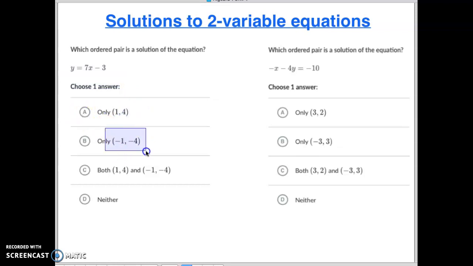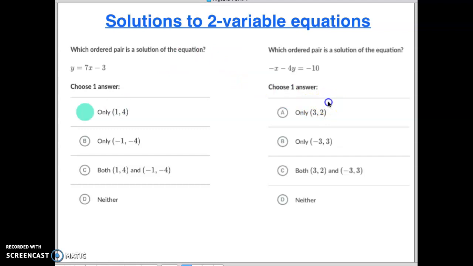Let's try this one. Let's see, negative 1 times 7, negative 7. Negative 7 and negative 3 is negative 10. Ooh, that's not negative 10, so that doesn't work. And if this one doesn't work, then obviously this one can't work either, which means since this one did work and the other one didn't, that's our answer right there. Pretty simple. Let's do another one.